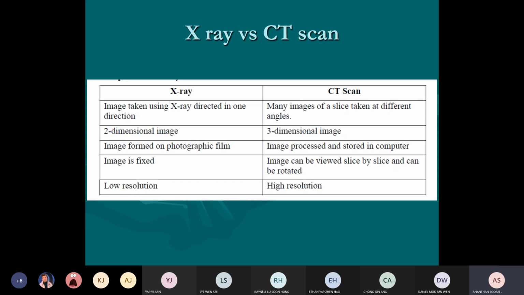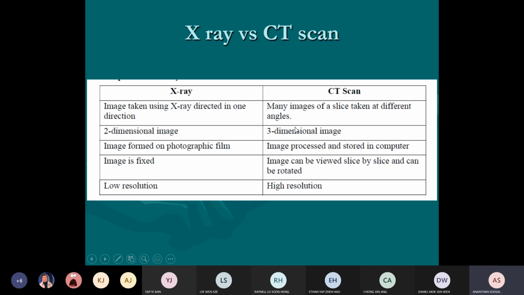The doctor will click from there. You observe from the computer. I think in the 1980s, 90s, early 90s, X-ray was sort of photographic film. With a CT scan, the image is all stored in the computer. It's digital data.